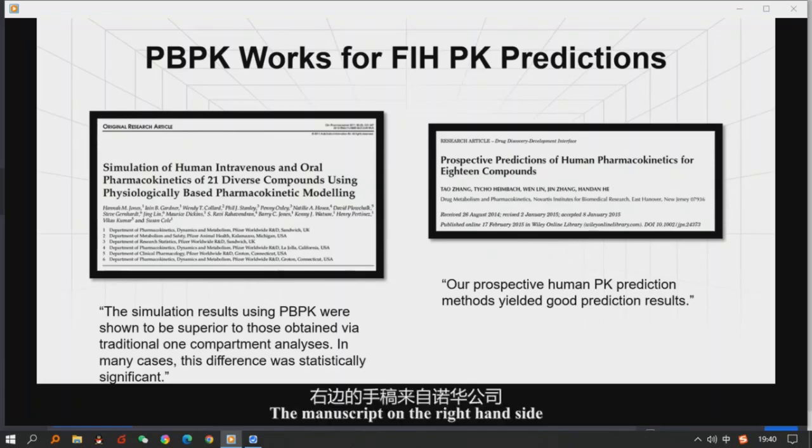The manuscript on the right-hand side comes from Novartis, and they carried out a prospective prediction of human pharmacokinetics for 18 compounds, and their conclusion was that their prospective human PK prediction methods yielded good prediction results.